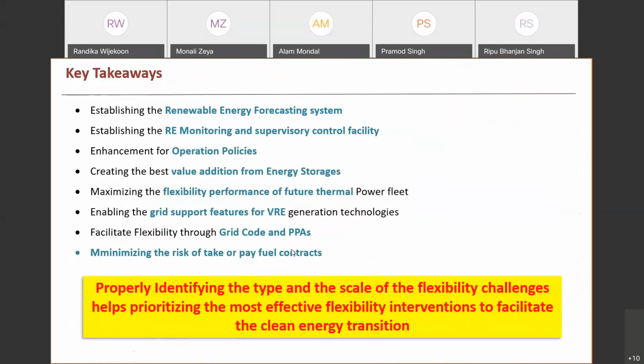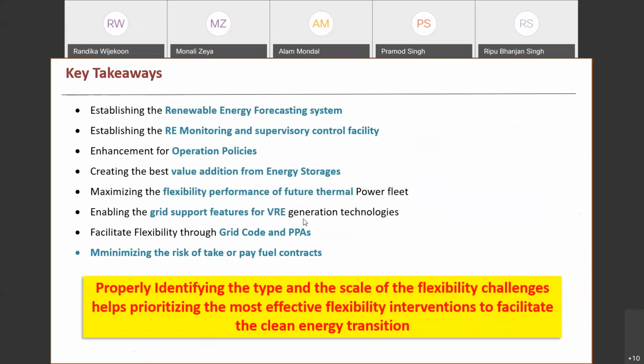And we have already taken initiatives to establish a renewable energy forecasting system and a renewable energy monitoring and controlling center, and also changes to operation policy, trying to enhance the flexibility of the system and enable the flexibility through grid codes, PPAs and agreements.